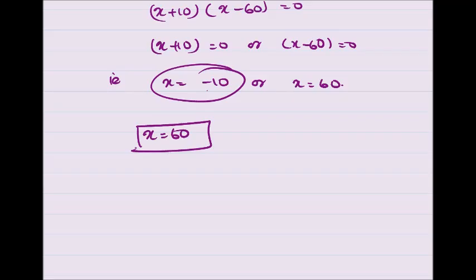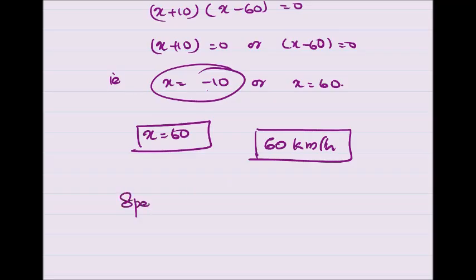Since the speed cannot be negative, we discard the second solution, and the first speed of the truck is 60 km per hour. The unit is a must, so you must write the unit. The final answer is speed is equal to 60 km per hour.